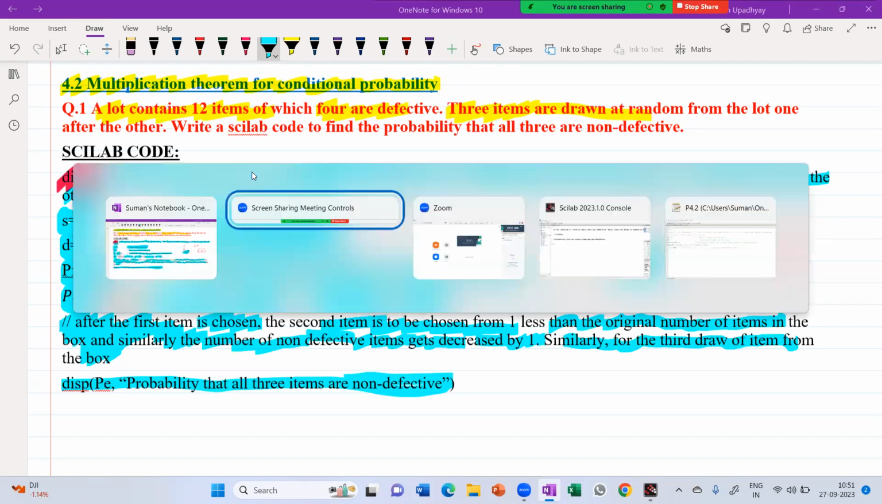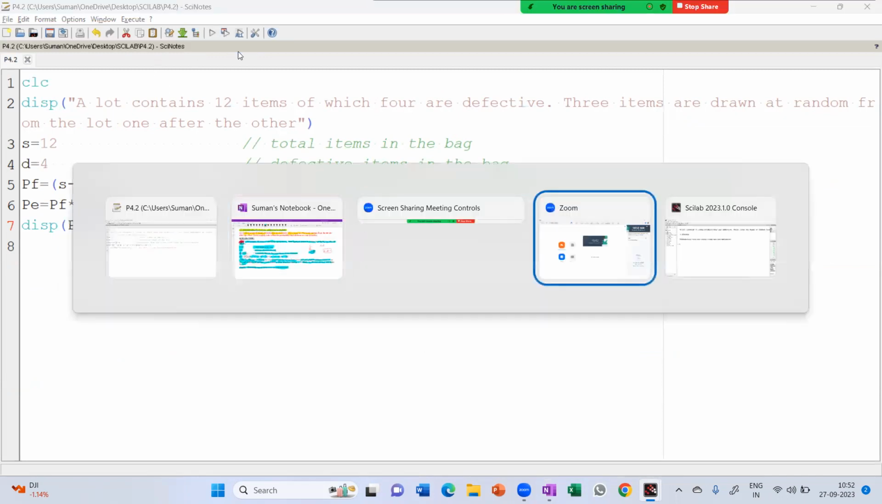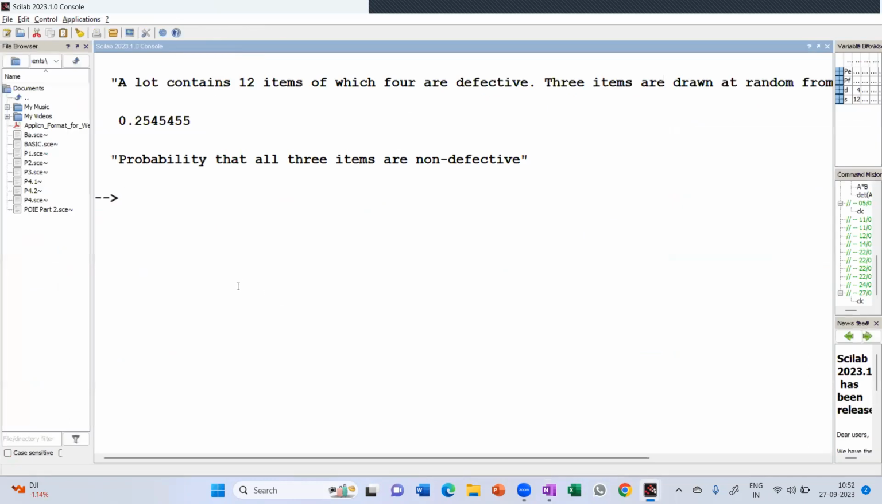So let us execute this code and see the output of it. So here you can see that I have copy pasted the code over here. Then you're going to execute this code. And here you get the output on the console window, which is 0.2545455. Okay. So you can see here the value has come up first and then the statement is coming.